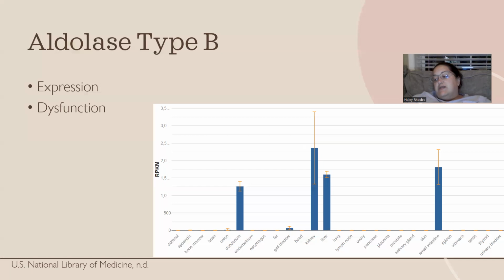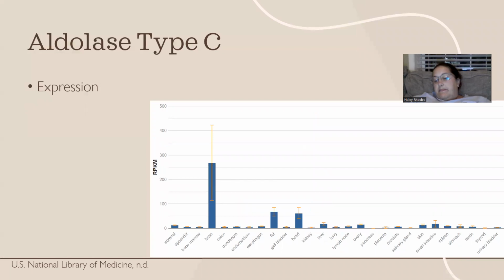So mutations of type B are associated with hereditary fructose intolerance. This mutation changes the shape of the tetramer, so the tetra is 4, so it changes the whole shape of the enzyme, which is not good. A lack of function of type B aldolase can result in a buildup of fructose 1-phosphate within the liver. The buildup of this molecule in the liver can be toxic and can cause the death of liver cells.